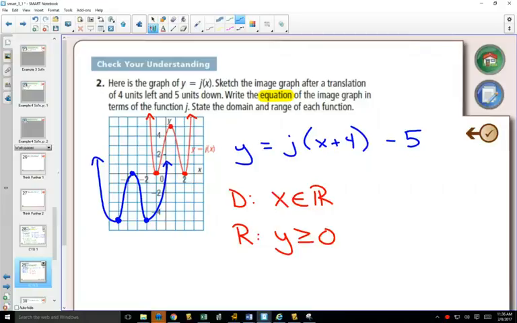For our range, our smallest value is 0, and it goes up from there. Then when we look at our blue graph, when this has been moved left 4 and down 5, well, moving something whose domain was everything, left and right, will still have a domain of everything. But moving a range that was greater than or equal to 0 down 5 will now have a range greater than or equal to negative 5.